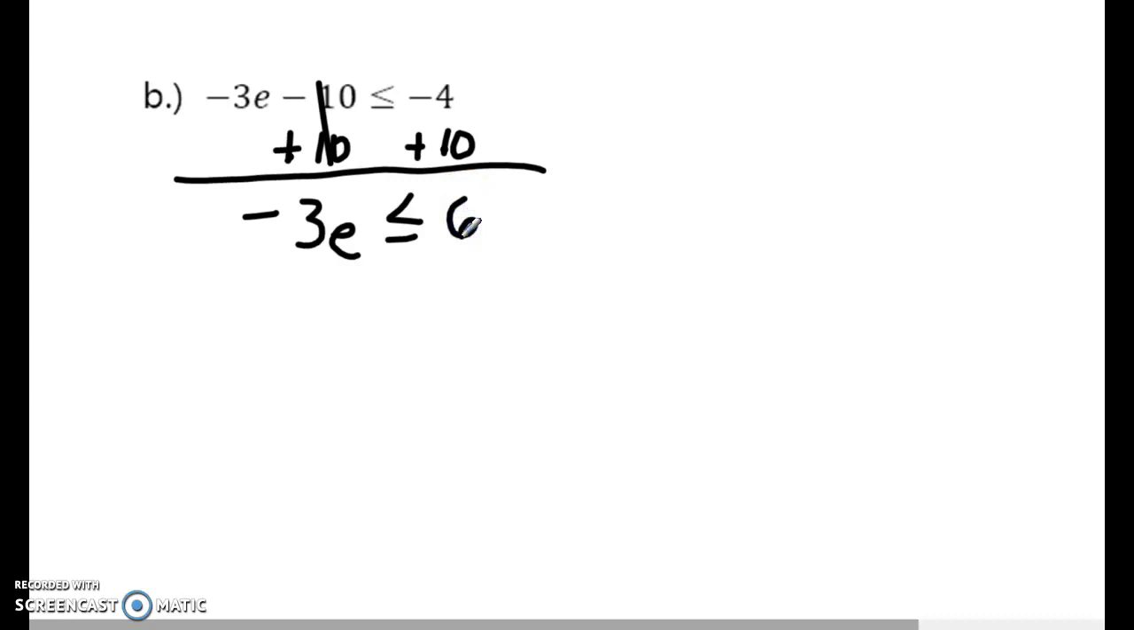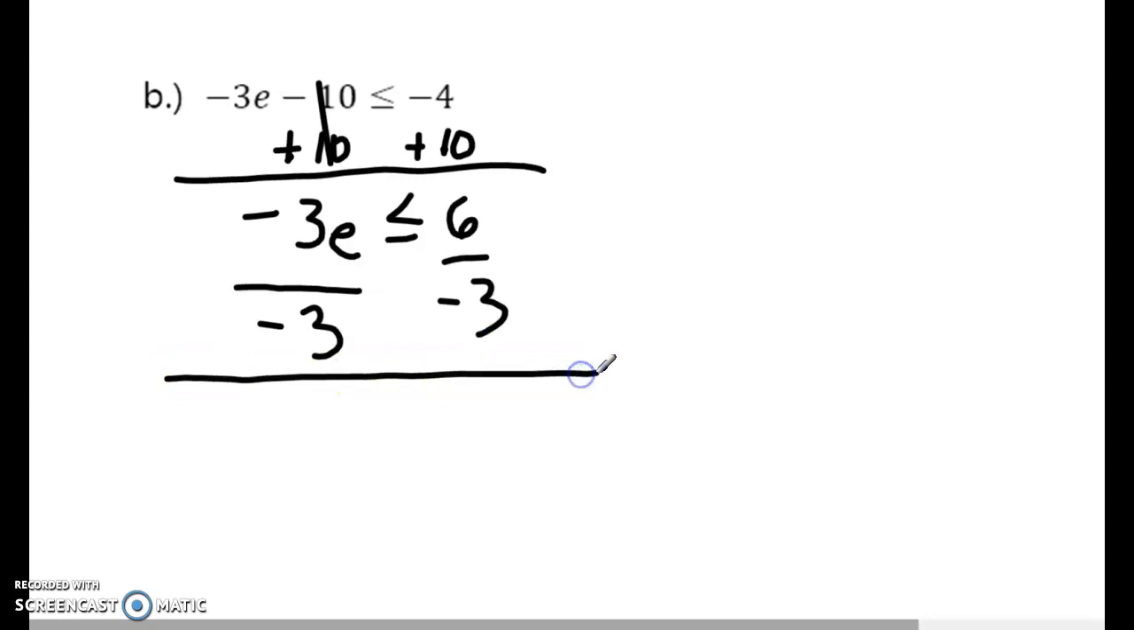Hadley, what do I do now? Divide by negative 3. Okay, so I'm dividing by a negative. Remember I said inequalities are just like an equal sign except when you have to divide or multiply by a negative to solve for your variable. So this gets rid of that -3, so I can write e, but because I divided by a negative, I've got to change the direction of my inequality to now read greater than or equal to -2.